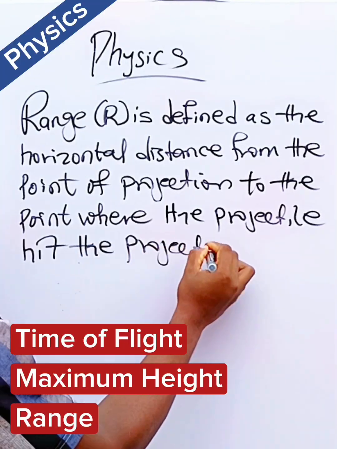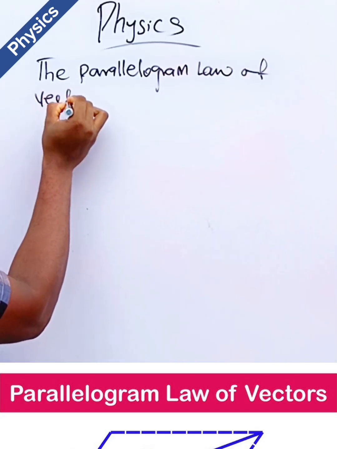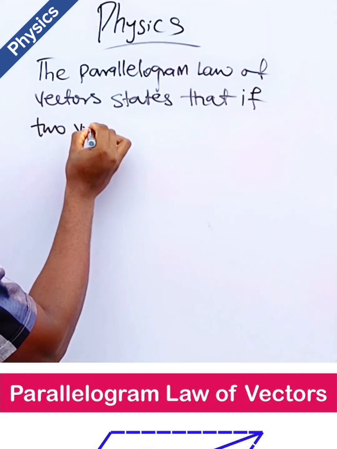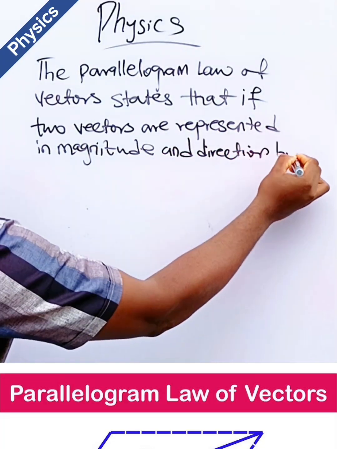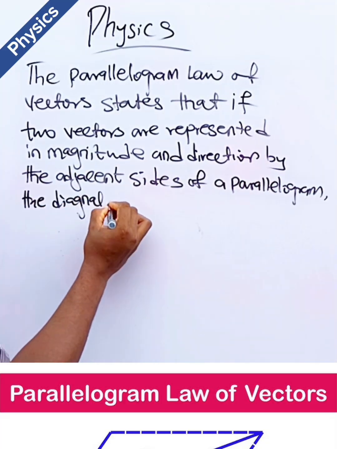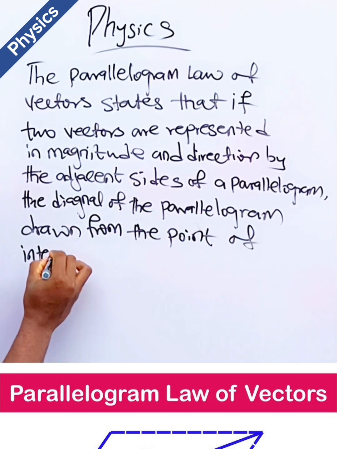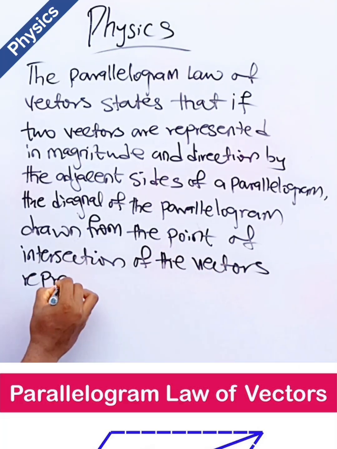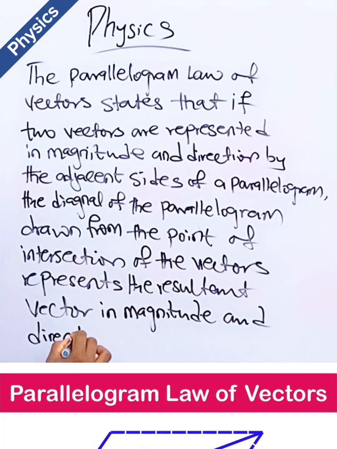The parallelogram law of vectors states that if two vectors are represented in magnitude and direction by the adjacent sides of a parallelogram, the diagonal of the parallelogram drawn from the point of intersection of the vectors represents the resultant vector in magnitude and direction.